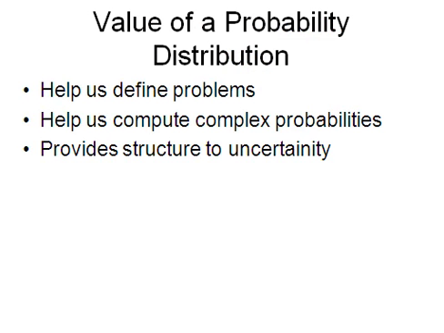Now, what do probability distributions allow us to do? They help us define problems that involve uncertainty. They also help us to compute some complex probabilities, and they provide some structure to uncertainty. It helps us really get a handle on it.